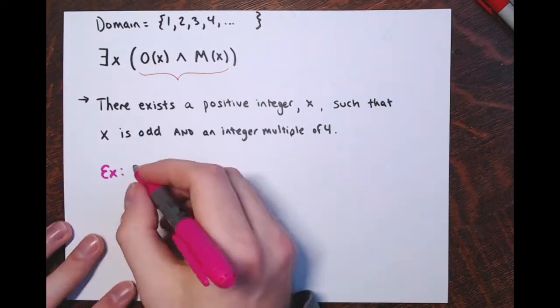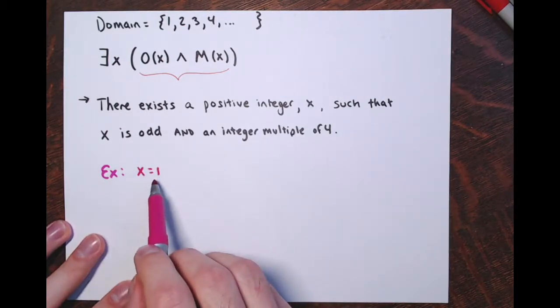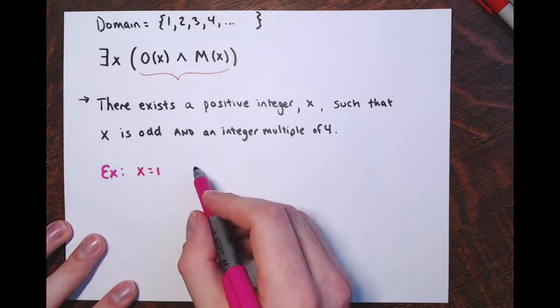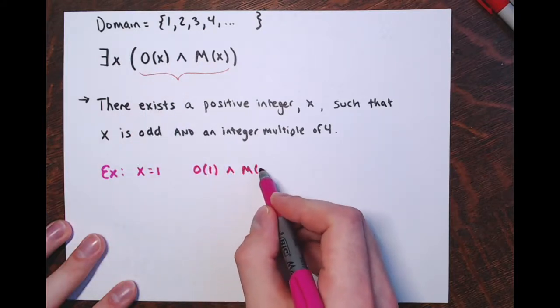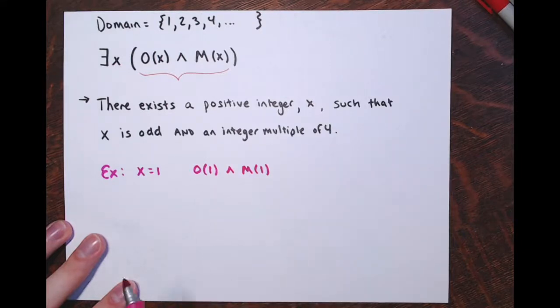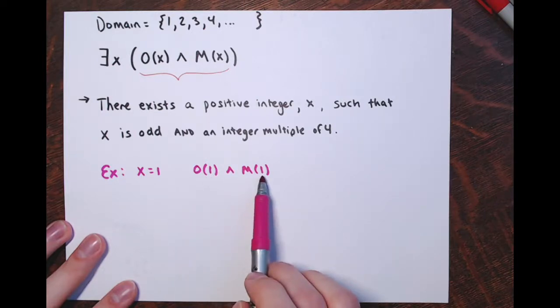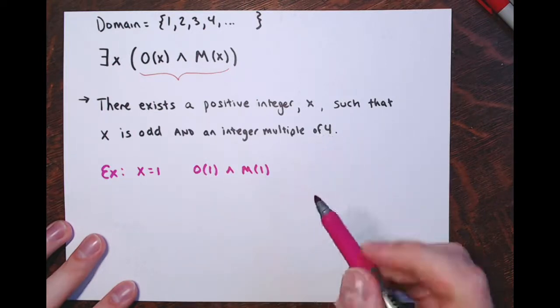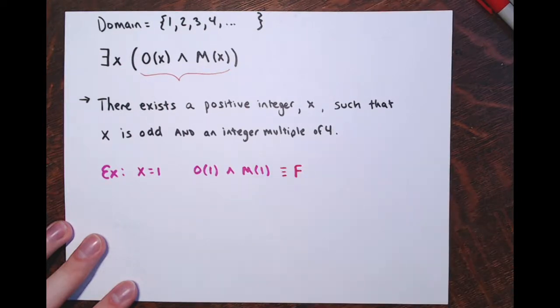All right, but how about when x equals 1? Is O of 1 and M of 1 true? Well, O is odd. 1 is odd. Sure, 1 is odd. But is 1 an integer multiple of 4? No. Right. So that's a false statement. I'll put F for false, T for true.